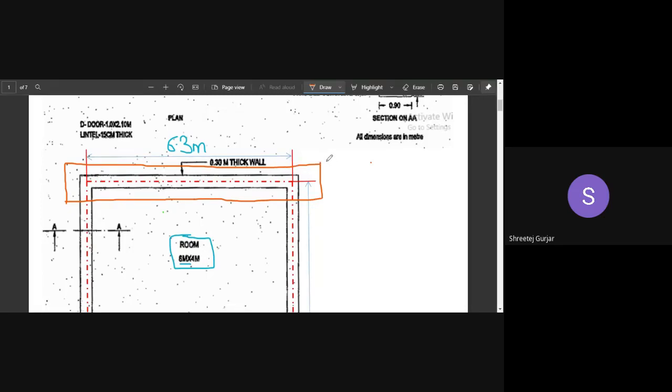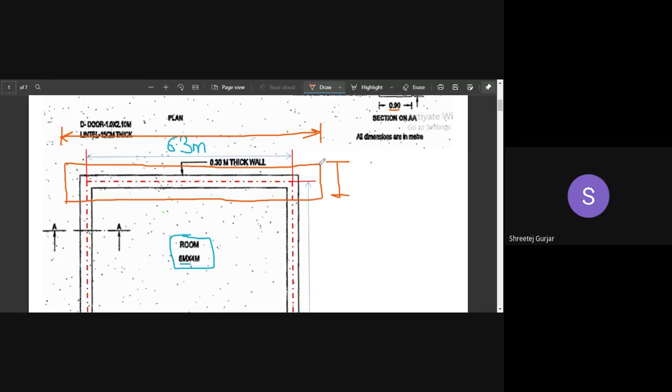We know from the section that this is 0.9. You can see this is 0.9. And this length we need to calculate now, from here to here, the out-to-out length. How much will this length be?